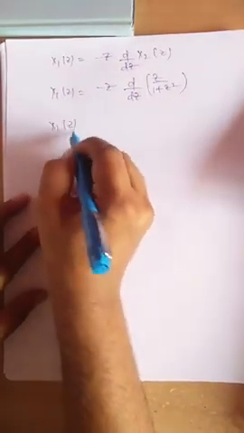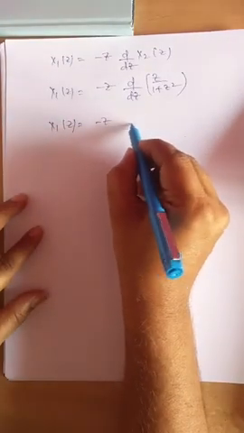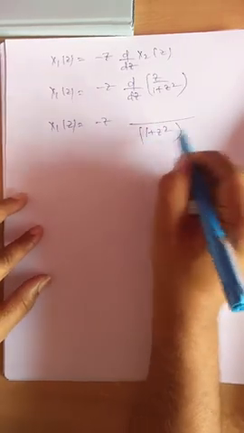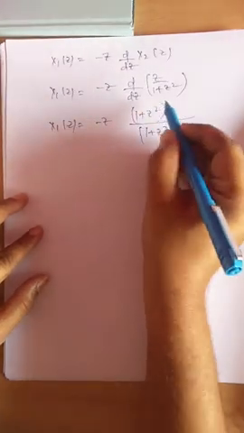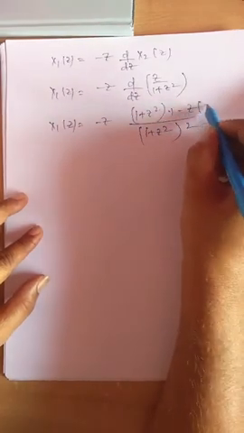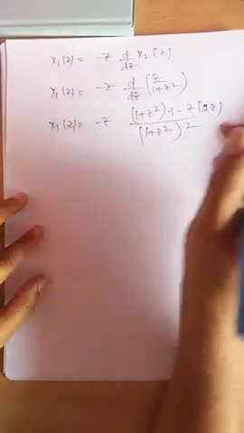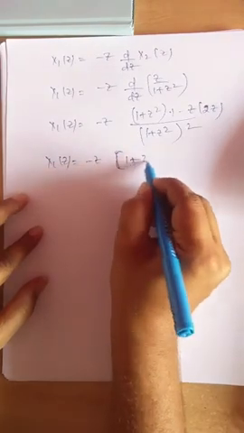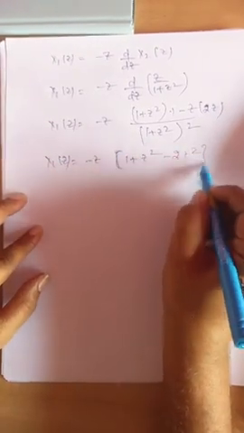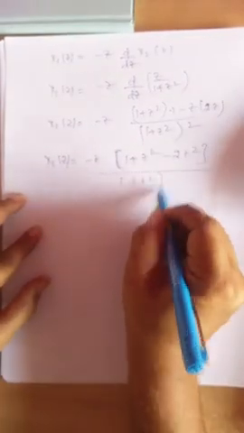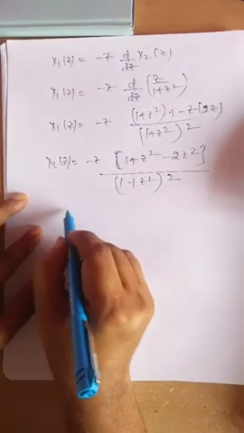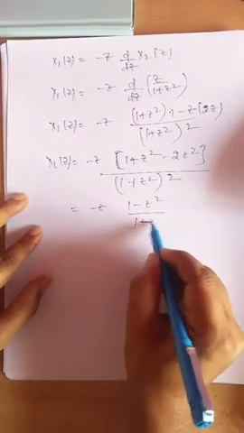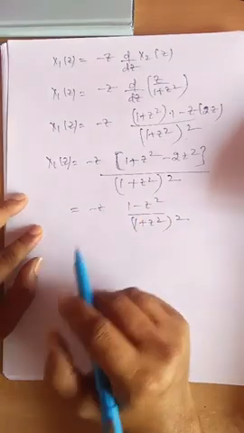You get X1 of z is equal to minus z differentiation of z divided by 1 plus z square, its whole square. It is denominator times differentiation of numerator, which is 1, minus z times differentiation of denominator, that is 2z. We'll get X1 of z is equal to minus z, it will be 1 plus z square minus 2z square, whole divided by 1 plus z square, its whole square. That is, answer is minus z times 1 minus z square divided by 1 plus z square, its whole square. This is the X1 of z.